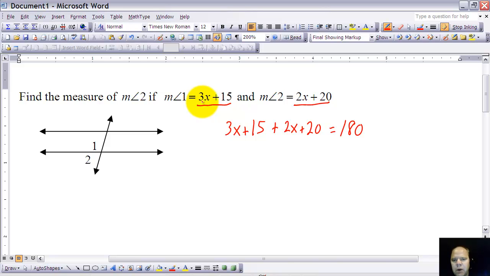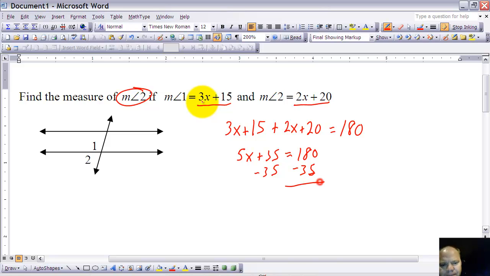Now my goal is to solve for x. Once I do that, I can plug x in to find the value of the missing angles. In this case, we want to find the measure of angle 2. So let's go ahead and use some algebra here to solve this. 3x plus 2x would be 5x. 15 plus 20 is 35. Equals 180. Then I'm going to go ahead and subtract 35 from both sides.